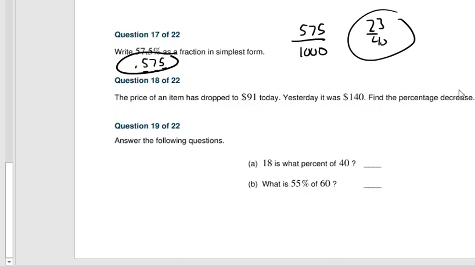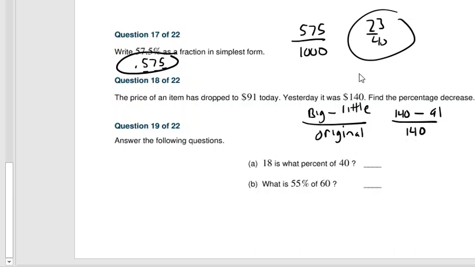Okay. For the next one, the price of an item has dropped to $91 today. Yesterday, it was $140. Find the percentage of decrease. So what we're going to do is take the big number, subtract the smaller number, and then divide by the original amount. So we take the 140, subtract the 91, and then divide by the 140. That will give us our percentage of decrease. Now it's going to give us 0.35 as a decimal. And then to change that to a percent, we multiply by 100, so 35%.